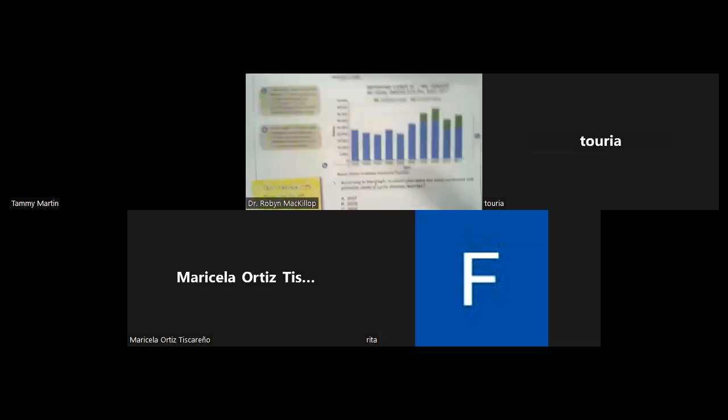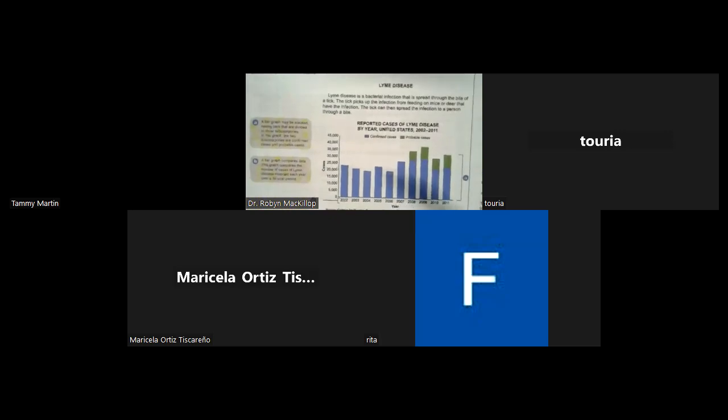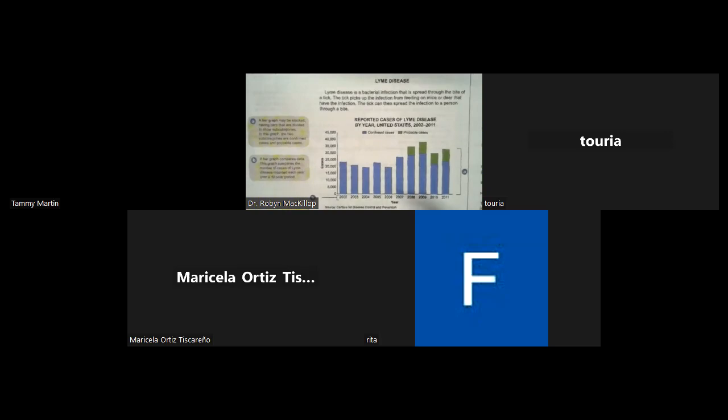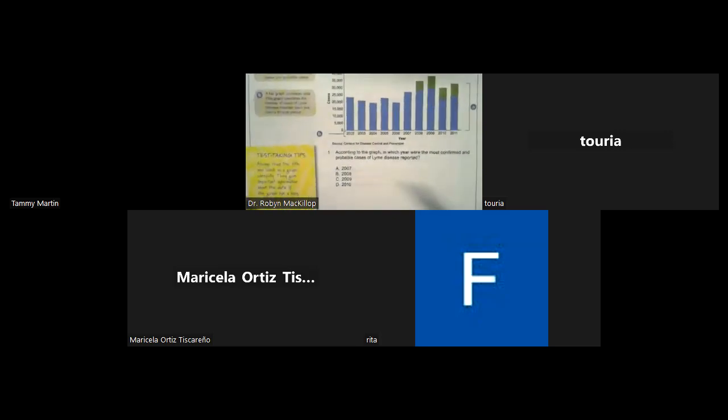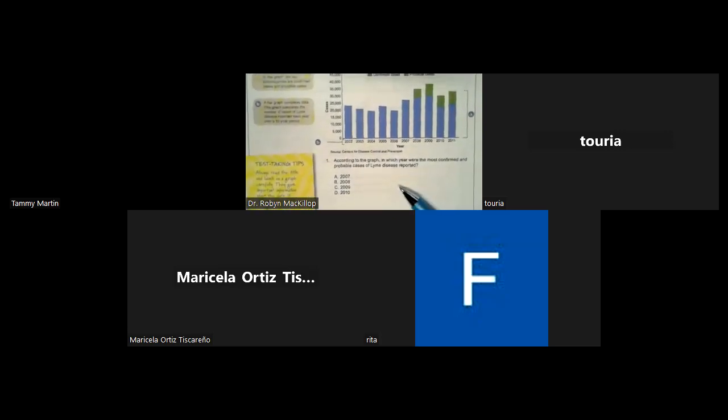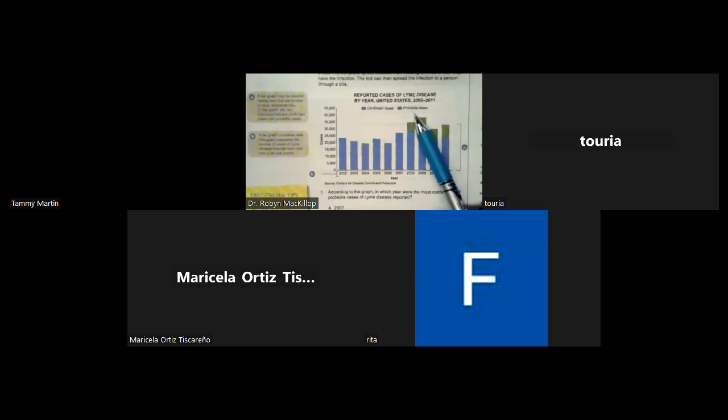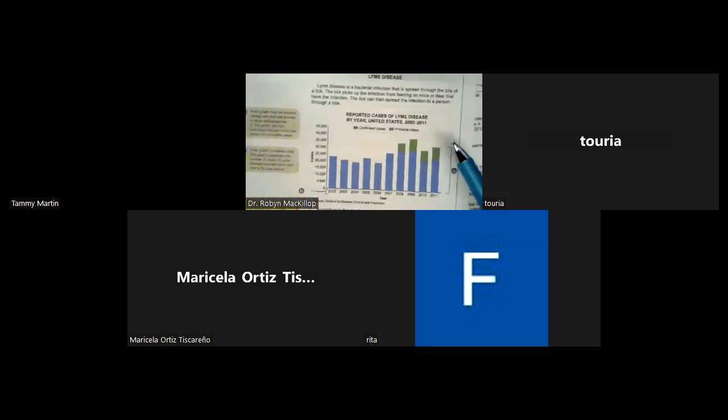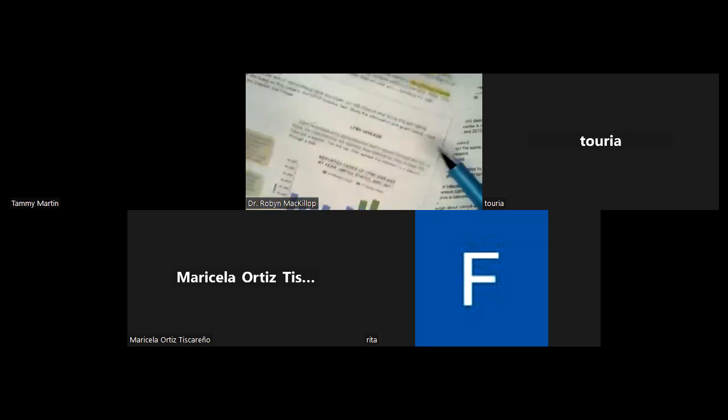And then we have got Lyme disease. Hopefully nobody has Lyme disease because it's pretty bad and it doesn't go away. You can control it, sort of. All right. According to the graph, in which year were the most confirmed and probable cases of Lyme disease reported? So probable is the green, confirmed is the blue. And you're just looking for the tallest. 2009. Perfect. I like graphs. They can't mess with them.